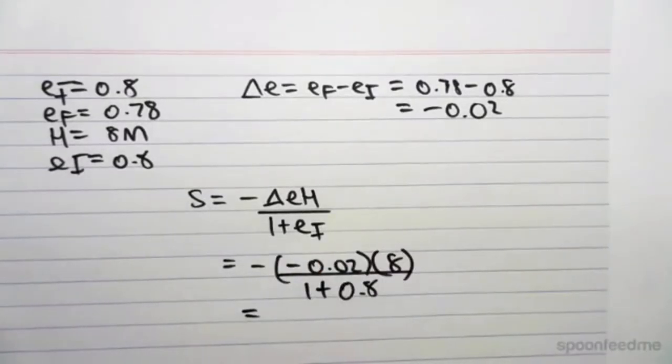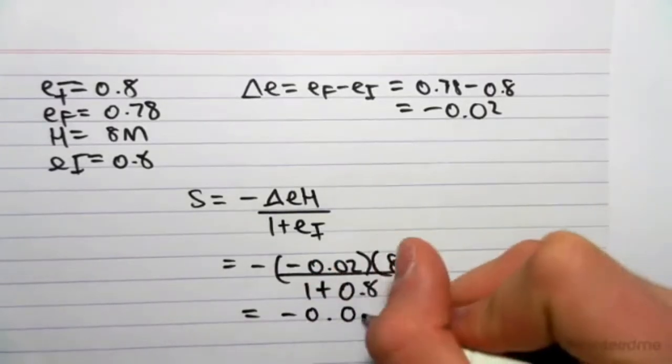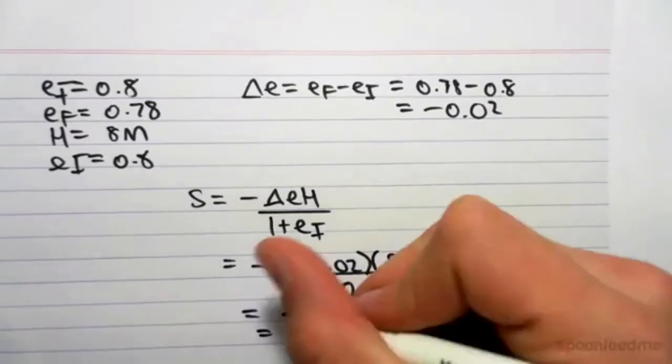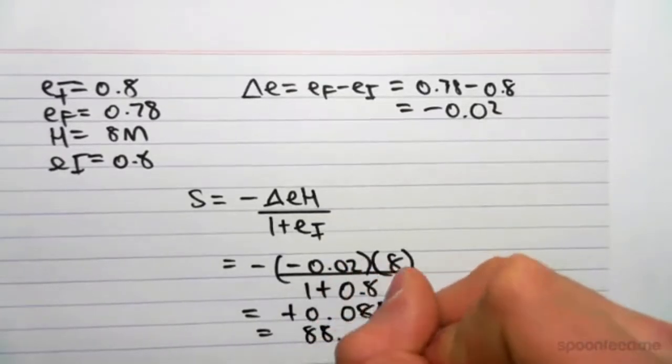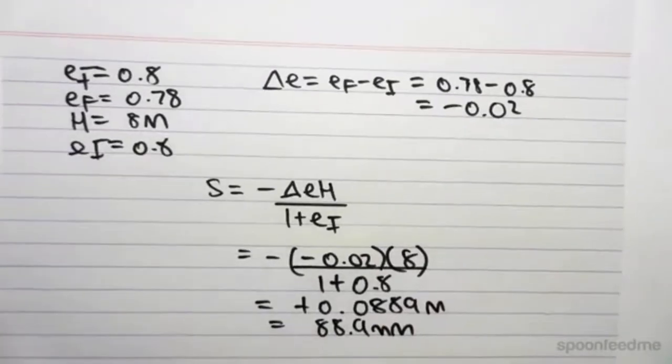We can go ahead and calculate this. We get minus 0.00889 meters, which, this is positive, would be the same as 88.9 millimeters. Okay, so once again, just recapping what we did, because it was quite a long process.